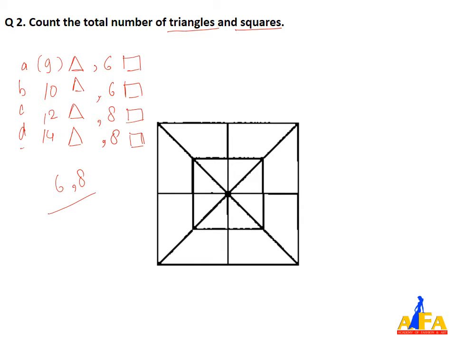So if you start calculating the squares, you have to definitely calculate the triangles. But if you have calculated the number of triangles, then you don't need to calculate the number of squares, because the number of triangles are different, okay. So if the answer comes 14, you will definitely tick the D1. If the answer is 10, you will definitely tick the B1.